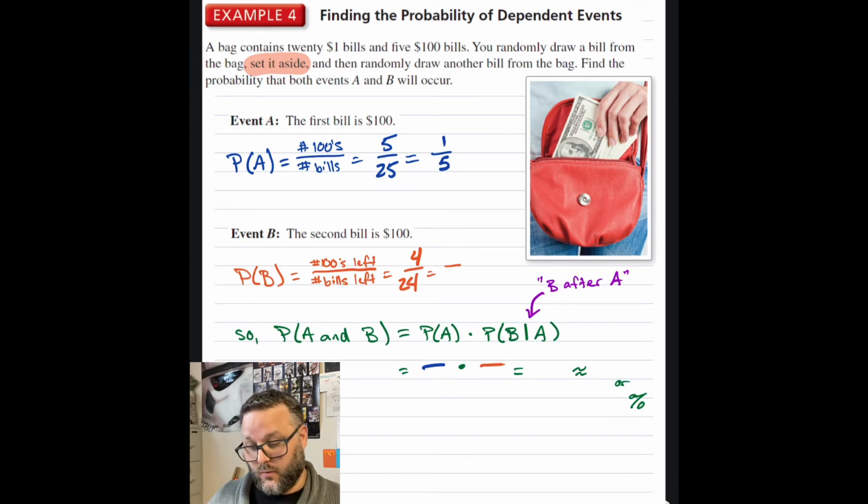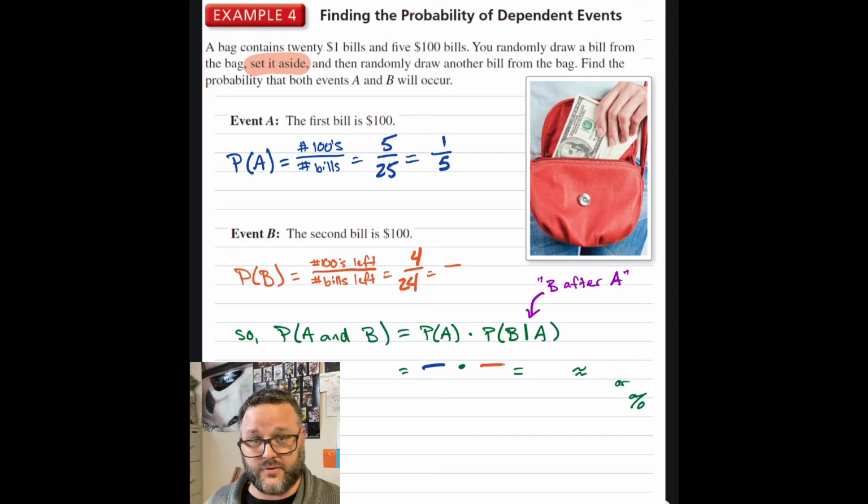Just like if it had said what's the second bill is $1, we wouldn't have said 20, we would have said 19. We would have taken away from that. Nope, hold on, correction. If the probability of A is $100, then we wouldn't have taken away from the $1 stack. We would have taken away from the 100 because it's the difference if A occurred and did occur. All right, sorry, good correction on myself. I had to think about it for a second.